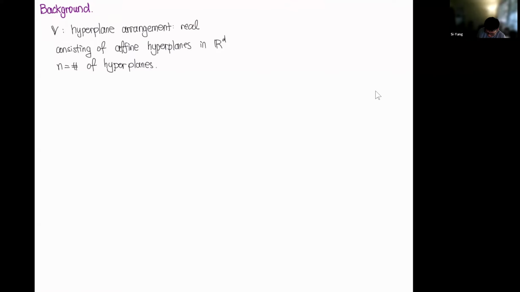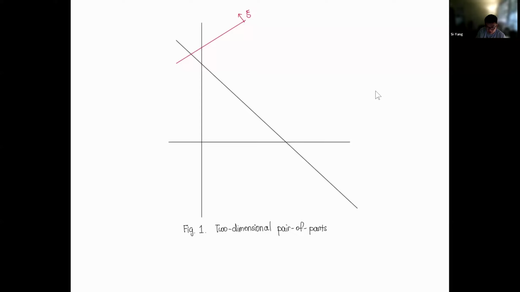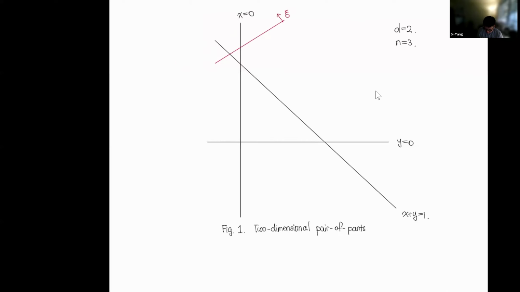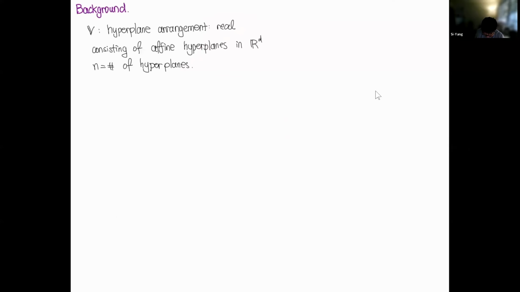One example, which I already drew here, ignoring the red line, is a simple example of a hyperplane arrangement in dimension 2. There are 3 hyperplanes. If you ignore the red line, you will find just three black lines. You can also write them in coordinates. The first one is y equals 0, this one is x equals 0, and this one is x plus y equals 1.